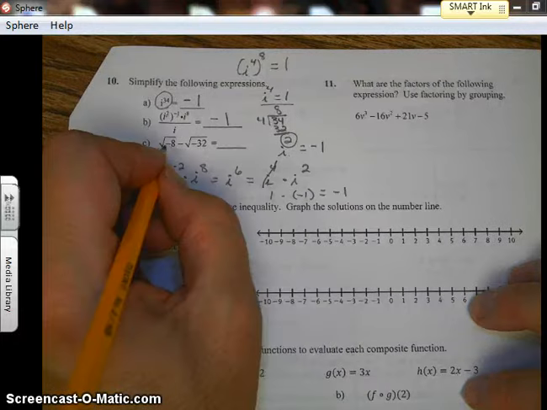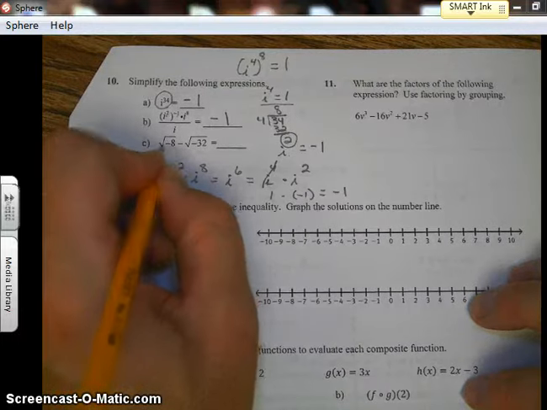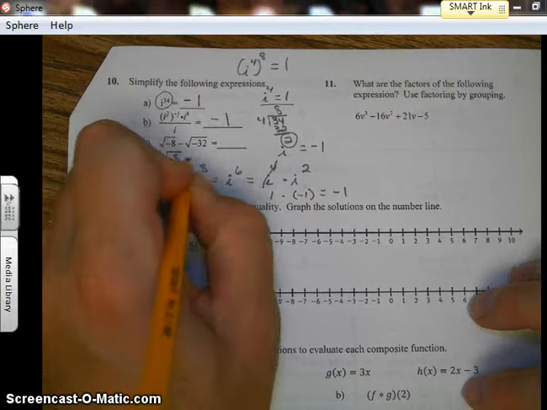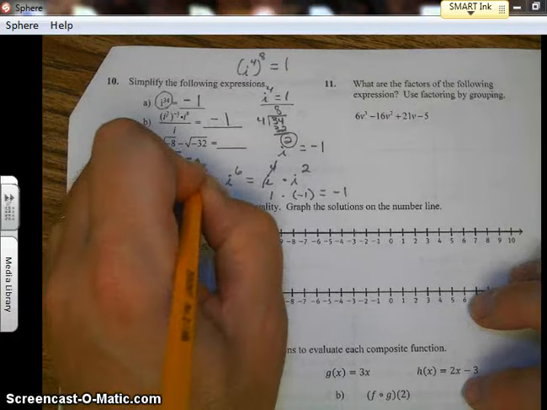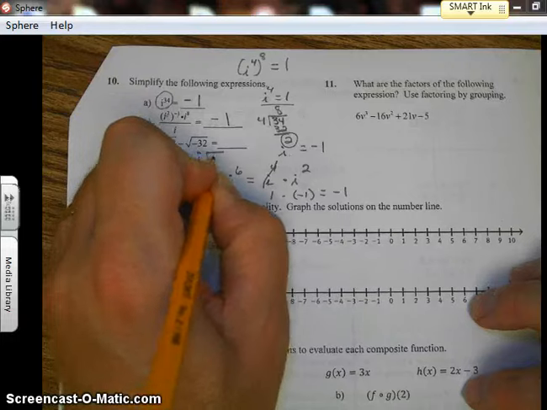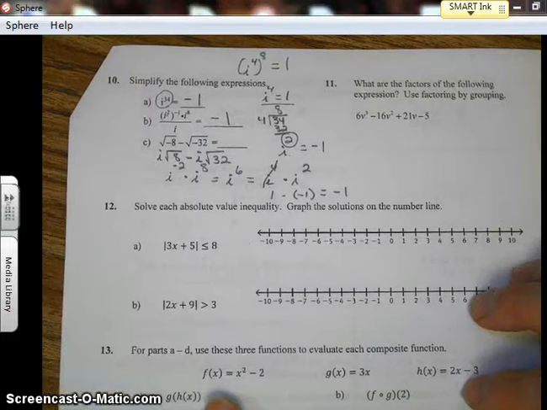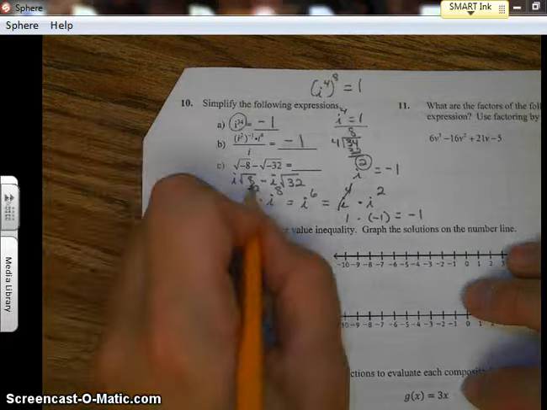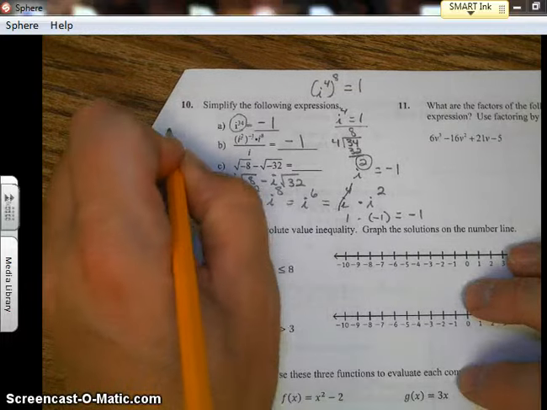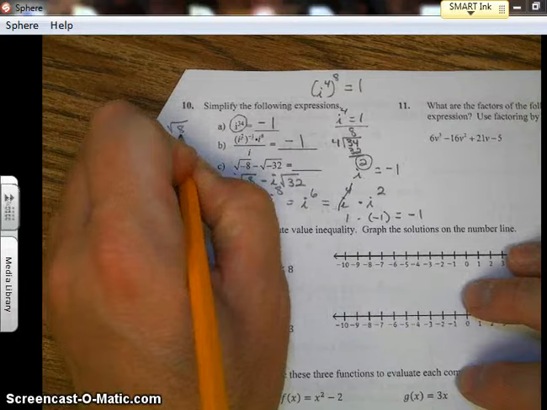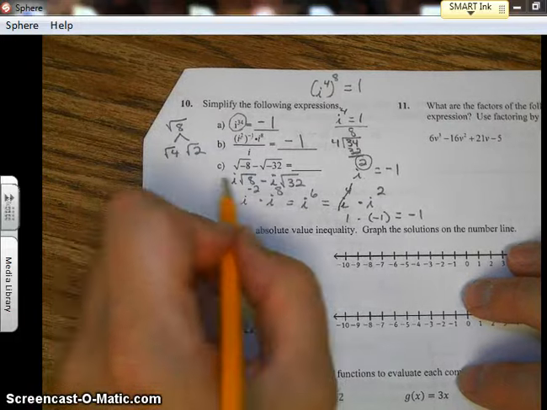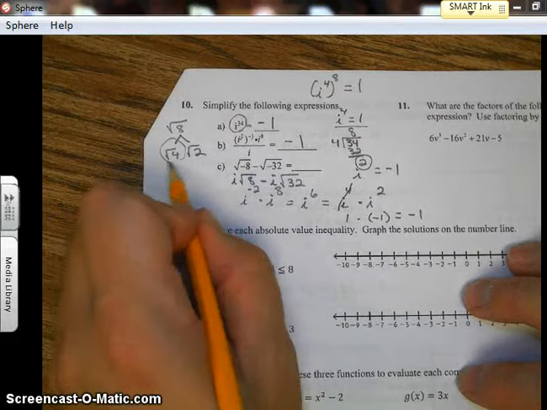Alright, so this one we got a negative in here, so we have to move that out. Move the negative 1 out as an i. So that's what we have there. Now we have to do a little simplifying. So the square root of 8 breaks down to 4 times 2. So we're going to have 2i square root of 2.